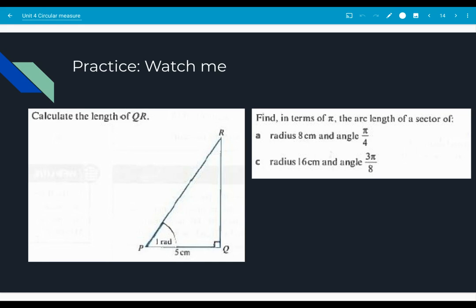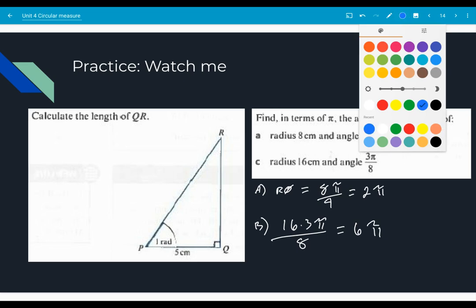So let's look at a couple practice problems. We need to find, in terms of pi, the length of the sector. We've got a couple different things going on here. Let's look at A. We need arc length, which is r theta. So r times our angle simplifies to 2 pi. And then B, radius of 16 and an angle of 3 pi over 8. 8 times 2 is 16, so that's equal to 6 pi. So that's those two.